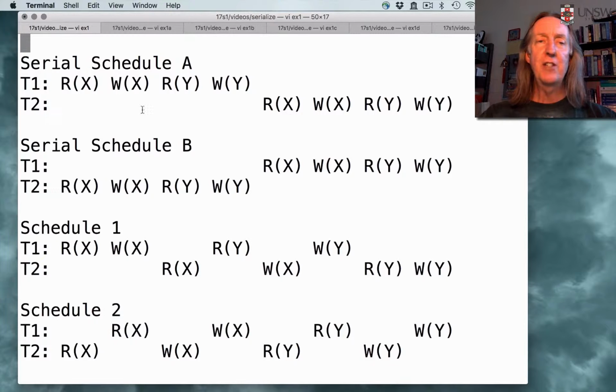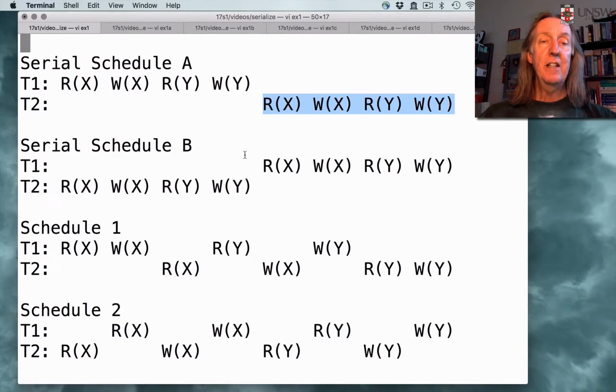We've got two transactions, T1 and T2. Both of them behave pretty much the same. They read X, they write X, then they read Y, then they write Y. In the first case, the first schedule, it's a serial schedule, so T1 comes before T2. There's an assumption here as well that we've got begin transaction and commit transaction at the end of each of these sequences of operations.